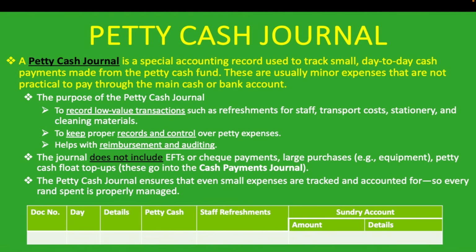Okay, and everything else that you don't have a column for, if you've looked at our other journals, then you'd know this. You have what is called a sundry account, and sundry account is where you record all accounts that you do not have a specific column for.